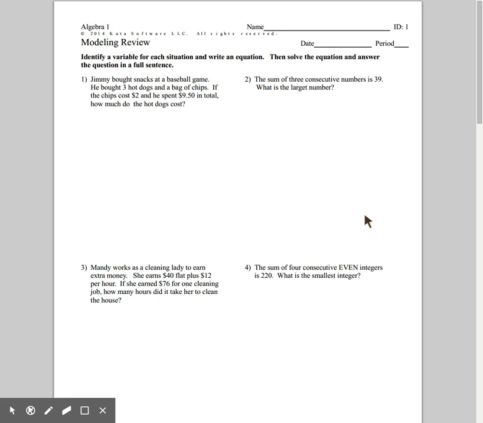Okay, now what we're going to do is what are called consecutive problems. Now, consecutive problems require some background knowledge, so we're going to go over that first. So we're going to use.